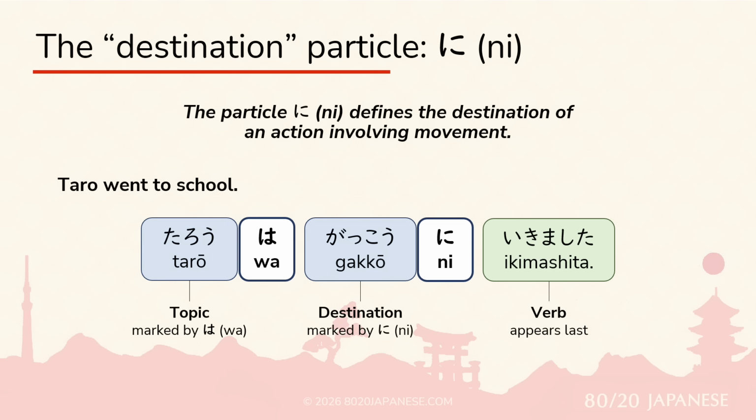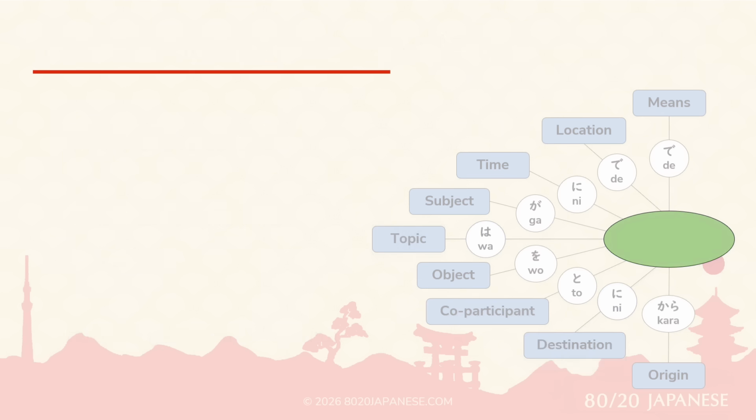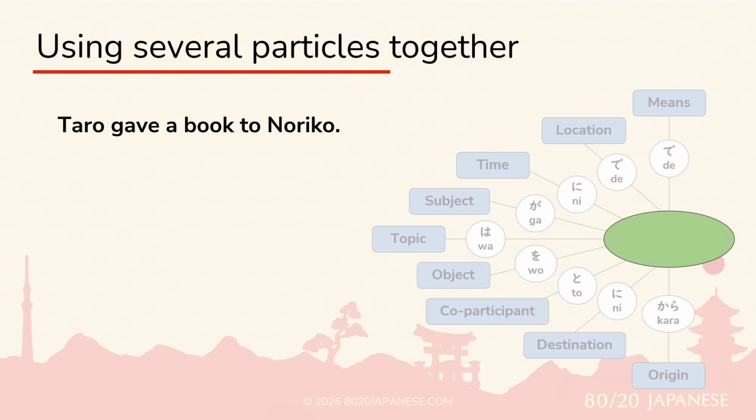And if we look at this in our diagram, we can see how each of those pieces connects back to the verb. Taro relates to it as the topic through wa, and gakkou relates to it as the destination through ni. Now let's try using several particles together in a single sentence. Let's try this sentence. Taro gave a book to Noriko.